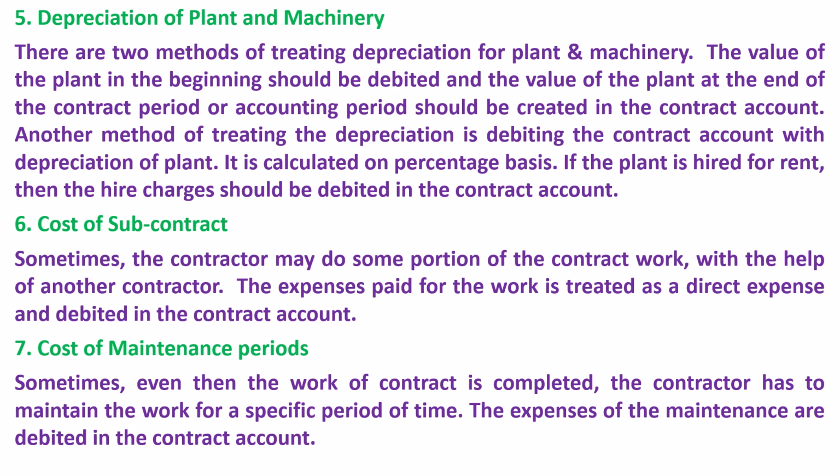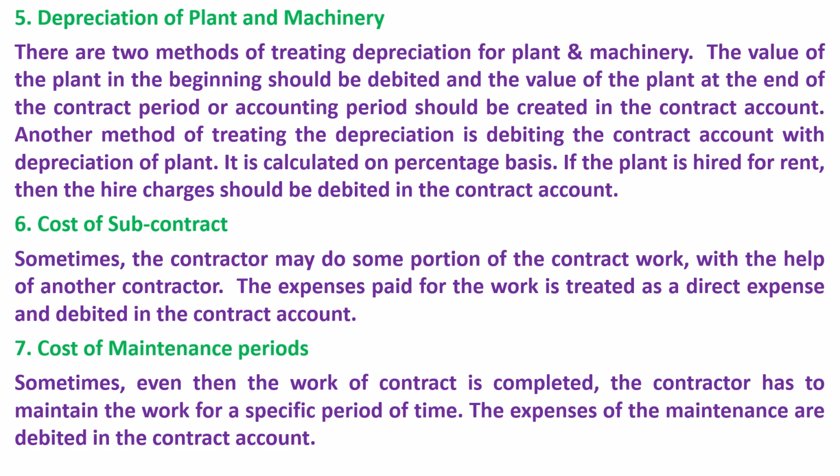5. Depreciation of plant and machinery. There are 2 methods of treating depreciation for plant and machinery. The value of the plant at the beginning should be debited, and the value of the plant at the end of the contract period or accounting period should be credited in the contract account. Another method of treating depreciation is debiting the contract account with depreciation of plant. It is calculated on a percentage basis. If the plant is hired for rent, then the hire charges should be debited in the contract account.